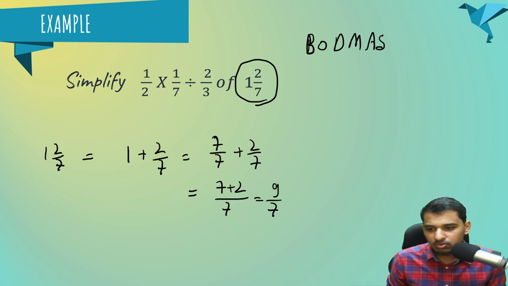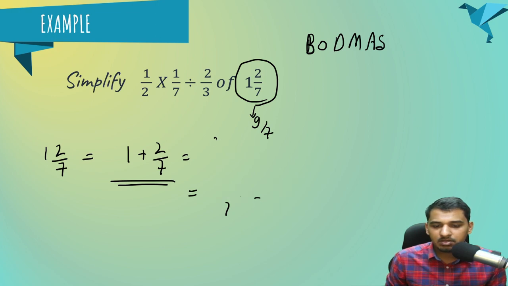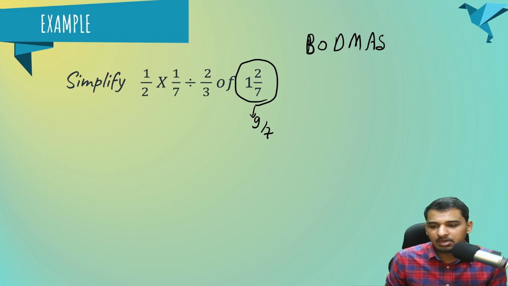Okay, so 1 2 by 7 is 1 plus 2 by 7. This is 7 by 7 plus 2 by 7. So this is 7 plus 2 by 7. That is 9 by 7. So I can write this as 9 by 7. So I'm just writing here 9 by 7 and let me rub all this here to make more space. Okay, now let me write the problem again. So this is 1 by 2 into 1 by 7 divided by 2 by 3 of 9 by 7.